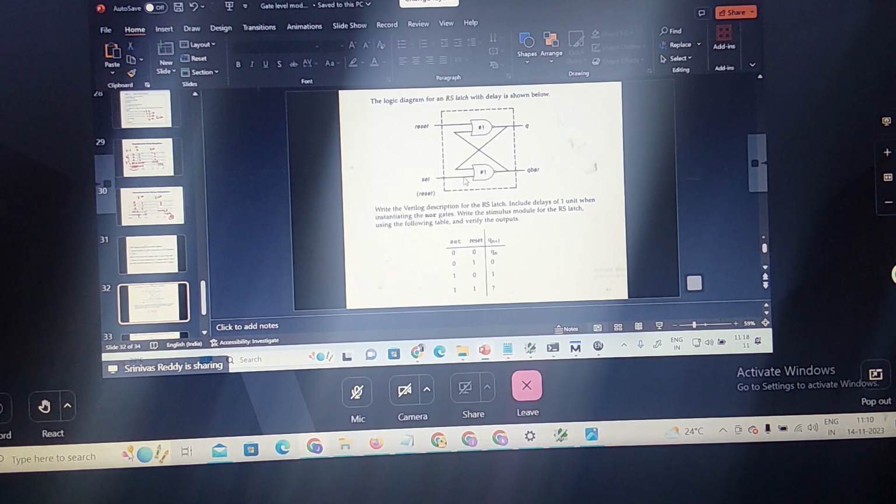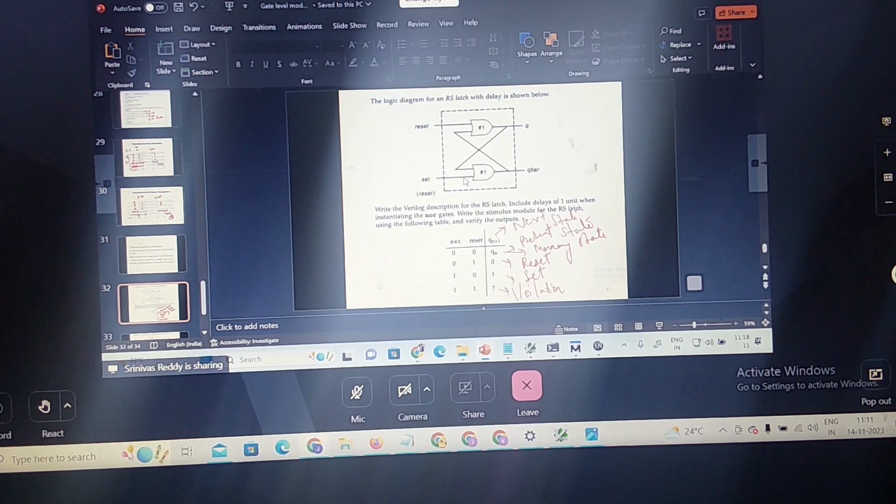Memory state. Qn plus 1 is the next state, and Qn is the present state. If S is 0 and R is 0, there is no change in the circuit; this state we call the memory state, our previous state. S is 0, R is 1 is the reset state. S is 1, R is 0 is the set state. S is 1 and R is 1 is the violation state. It is not giving a predictable output. It is an unknown, undefined, or forbidden state.